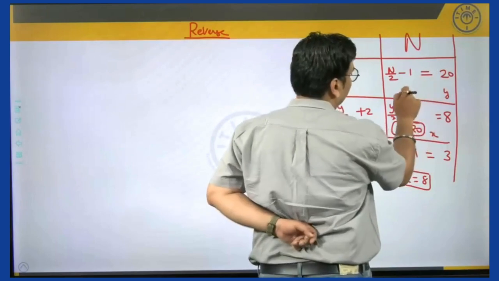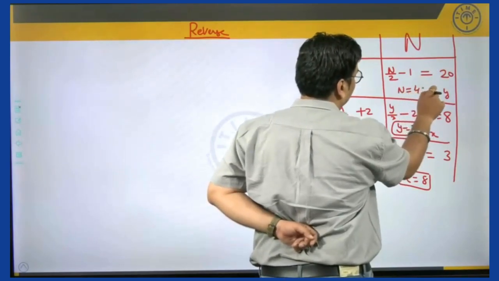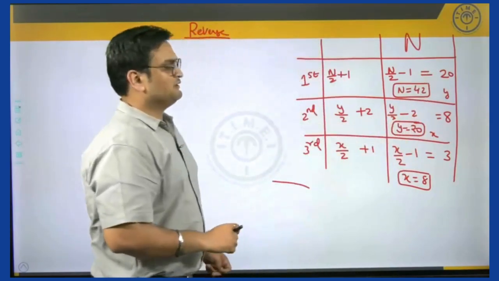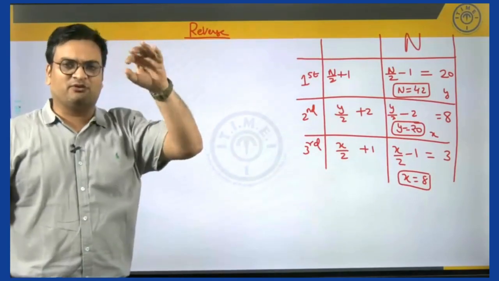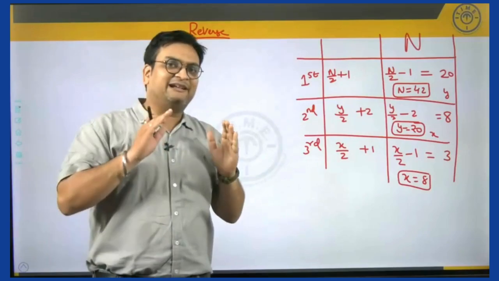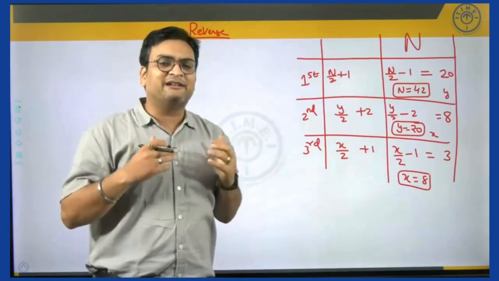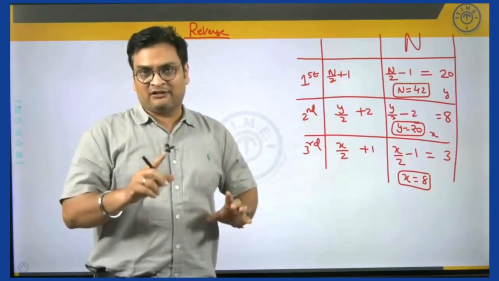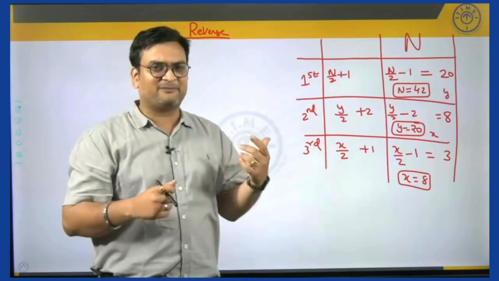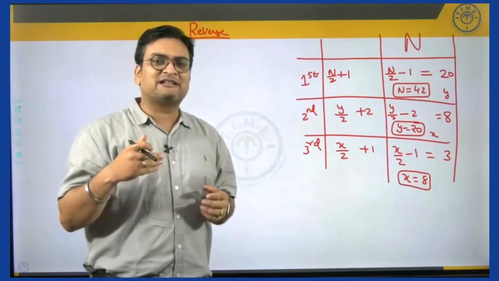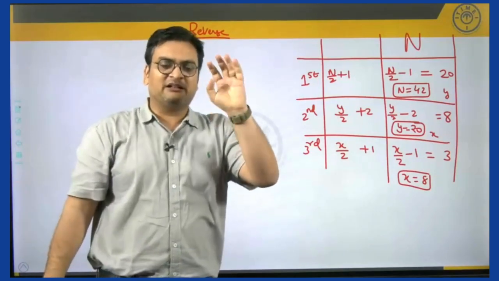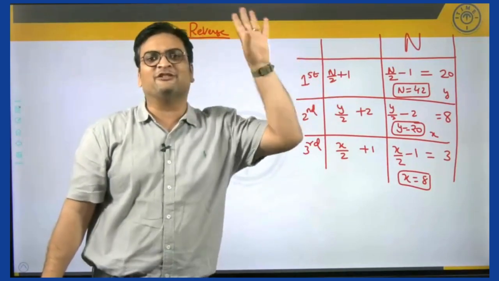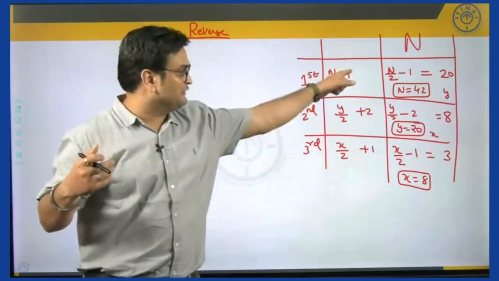This should be equal to 20, which will eventually give us the value of n as 42. So the major advantage that one gets using this reverse approach is the candidate can successfully avoid really complicated equations. If you remember in the previous method that we did, we came across equations involving n by 8 also. So if there was a fourth customer, there would be equations involving n by 16 also, which would not be so easy to deal with.